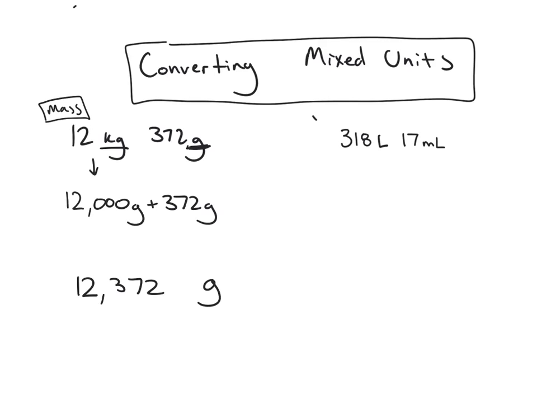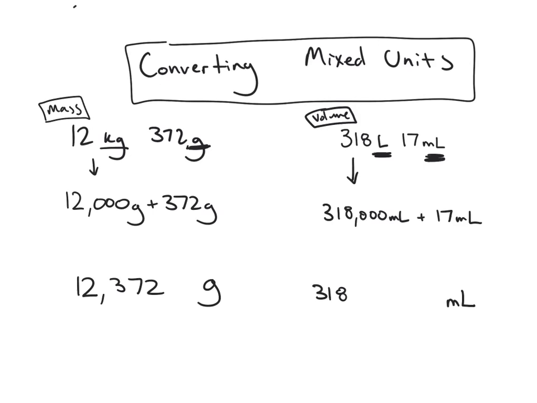Same thing over here with volume. I'm going to look at the measurement, and I have a mixed measurement here with my larger unit liters and my smaller unit milliliters. And I'm going to want my conversion written just in milliliters. So I'm going to convert 318 liters to 318,000 milliliters. Then I'm going to add that 17 milliliters to that, and I'm going to get 318,017 milliliters as my answer.